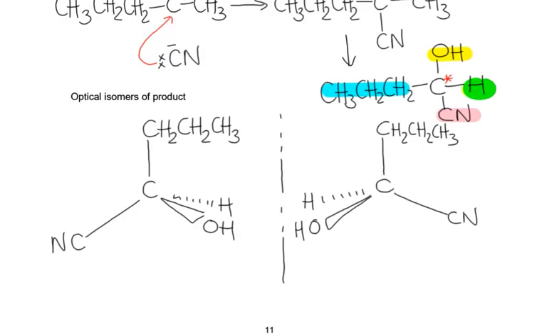So although the structure forms with a chiral carbon, the actual mixture will not rotate plane polarised light because it is racemic. That's the end of this little short video on aldehydes and ketones and optical isomers.